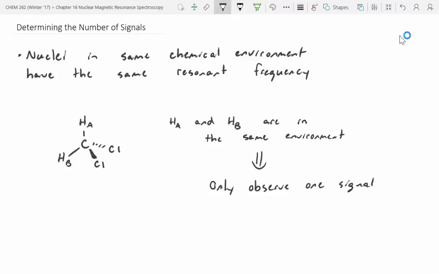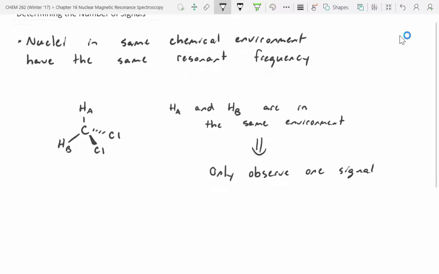If we had protons that were pointed in different chemical environments, then we would observe two signals. So we want to try to figure out how many unique sets of protons we have in our molecule. In this case, we only have one unique set, even though there are two protons that make up that set. Let's take a look at another one.